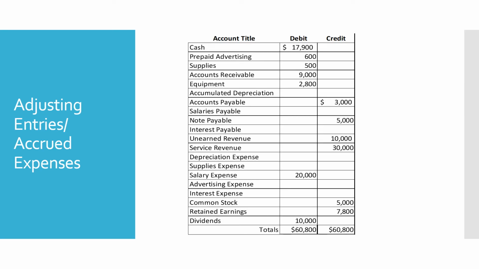So going back to our example problem, if you take a look here, we have a note payable for $5,000 on our unadjusted trial balance. But because it is an unadjusted trial balance, we have nothing in the interest payable account and nothing in the interest expense account. So we're going to need to make an adjusting entry. We're going to need to figure out how much interest we have incurred on that note and make an adjusting entry for that.